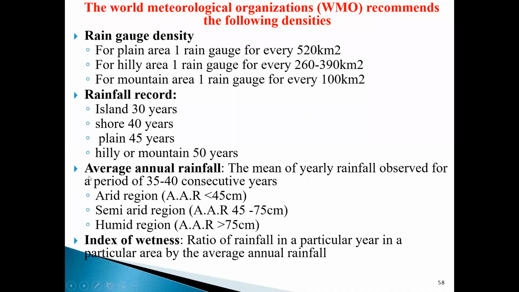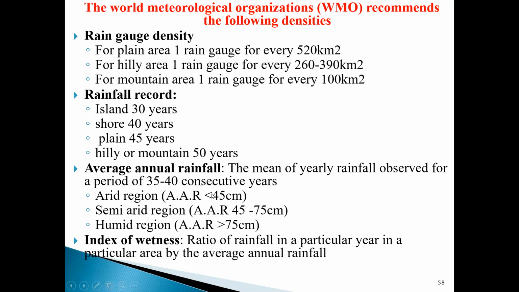Now, let us discuss the average annual rainfall. It is also called AAR, abbreviated as AAR. So what is this average annual rainfall? It is nothing but the mean of yearly rainfall. It is the average of yearly rainfall observed for a period of nearly 30 to 45 consecutive years. So if you know the mean of yearly rainfall for a period of about 30 to 40 consecutive years, then it is called the average annual rainfall.